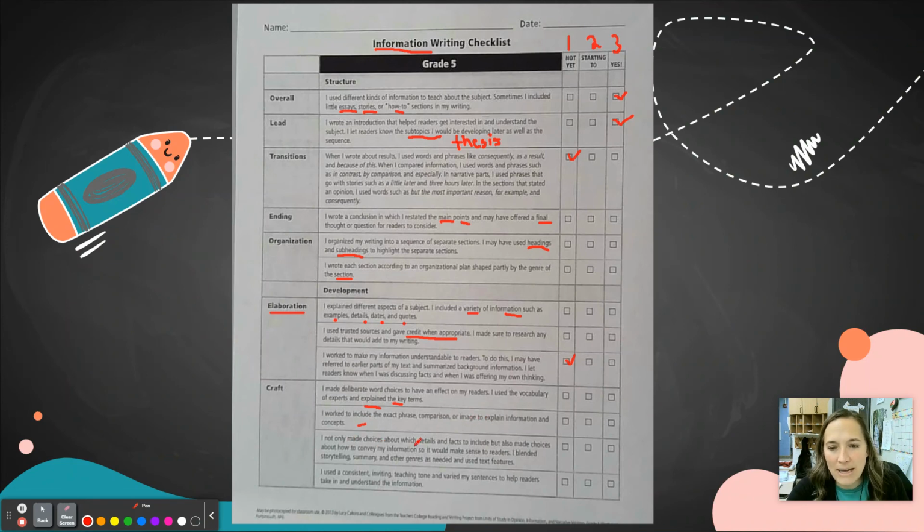I not only made choices about which details and facts to include, but I also made choices about how to convey my information so that it would make sense to my reader. I blended storytelling, summary, and other genres I needed, and used text features. So text features being those subtitles, right? I used a consistent, inviting, and teaching tone and varied my sentences to help readers take in and understand the information so that it doesn't sound like a personal narrative. So 1, 2, and 3 there.